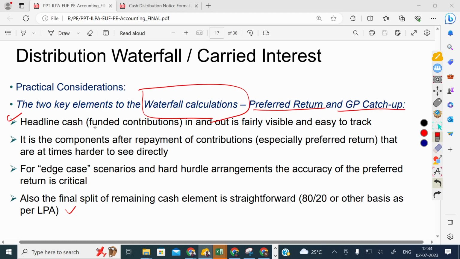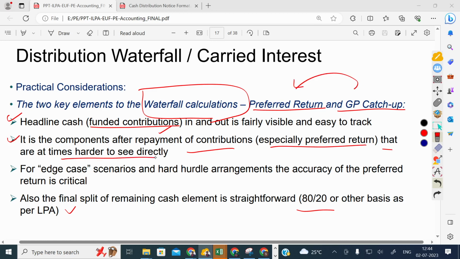One is contributions or funded amount, how much amount was funded, in and out. That is one element required, and apart from this, the split on the remaining amount. This I can relate to, but I'm trying to understand this one: it is the component after the repayment of contributions, especially preferred return, that is at times harder to see directly.